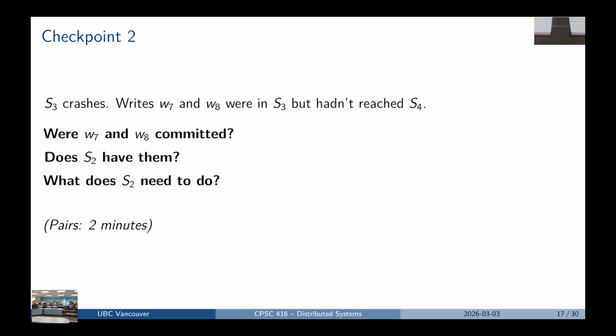Let's do another checkpoint here. Make sure people are following along. So S3, the middle node there, crashes. We have 2 writes that were in S3 but hadn't reached S4. These are the questions you should be asking. Try to explain it to each other, see if it makes sense. If it doesn't, then I need to do a better job of explaining it. 2 minutes.